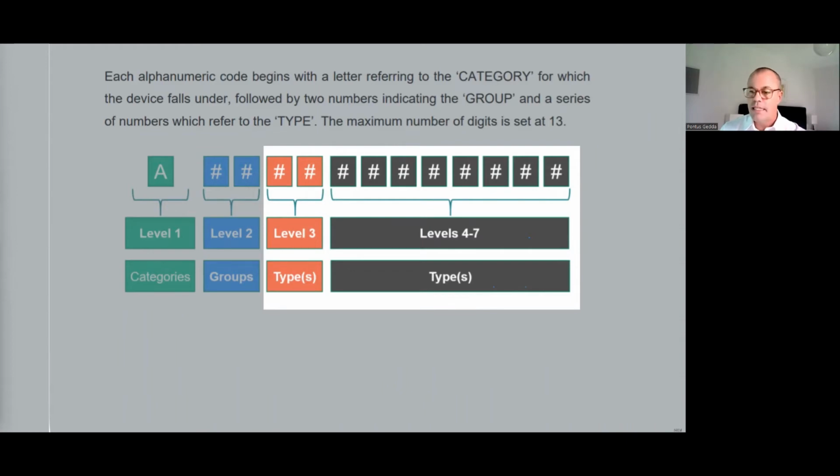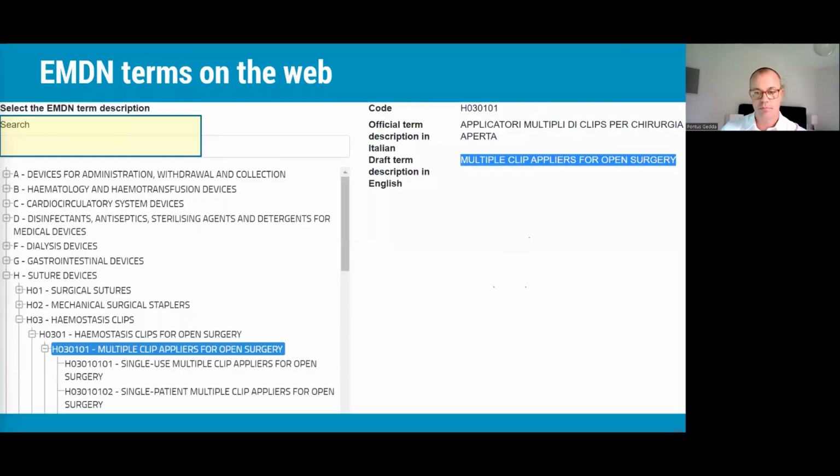And all EMDN codes start with a letter, as I said. So when you need to find the applicable code for a specific type of device, you can visit the EMDN webpage. It looks like this, and you can either search directly here in the search field, or browse your way down in the tree here. Then you can expand the trees in the structure to get more specific devices.